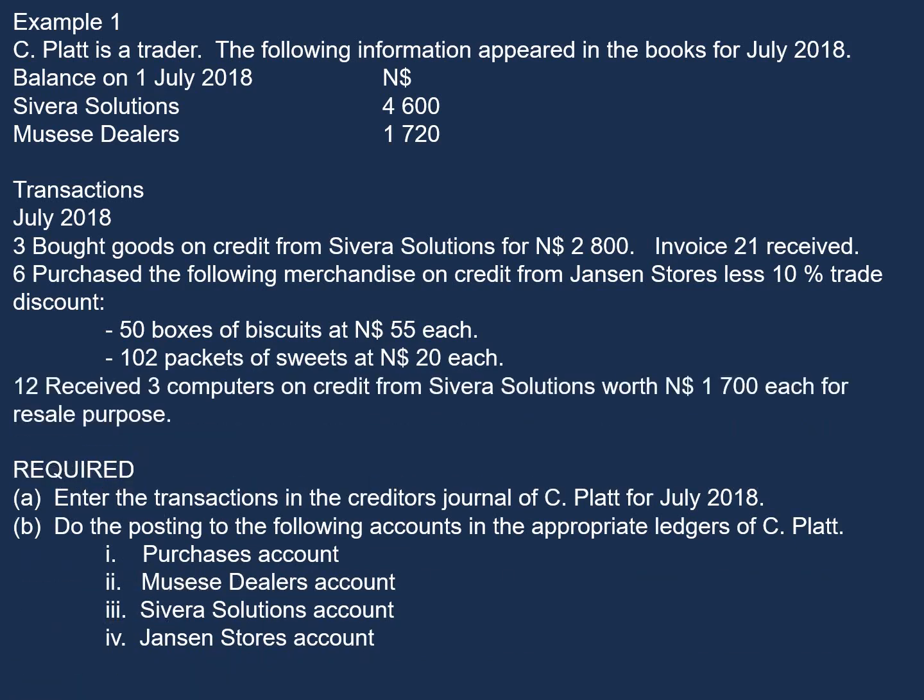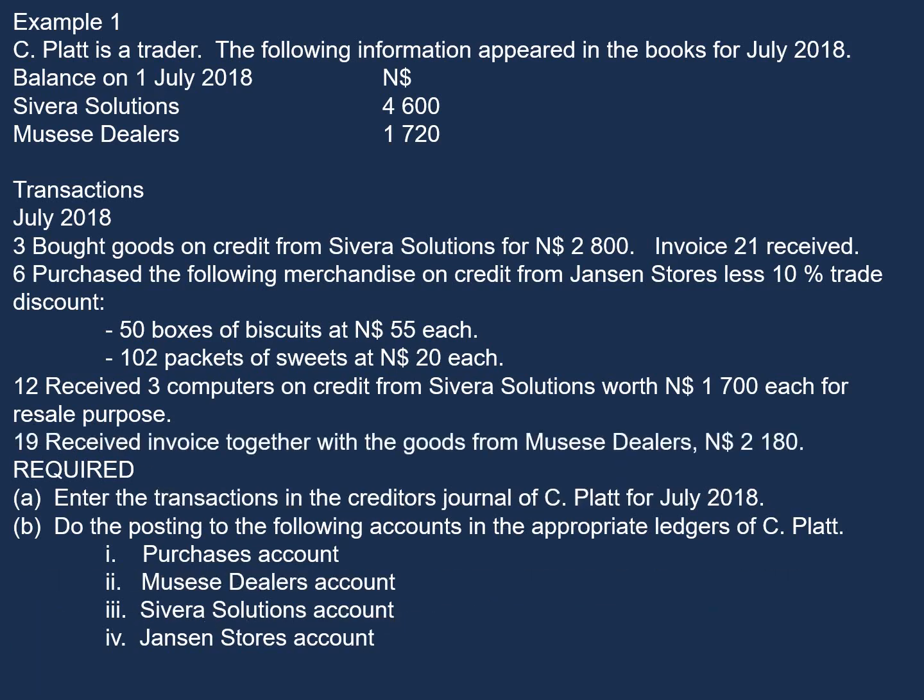On 12 July, received 3 computers on credit from Severa Solutions worth 1,700 each for resale purposes. And then on 19 July, received invoice together with goods from Musese Dealers, 2,180. Now first we need to do our creditors journal.